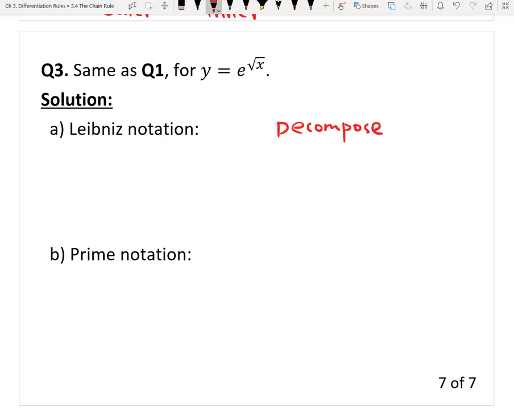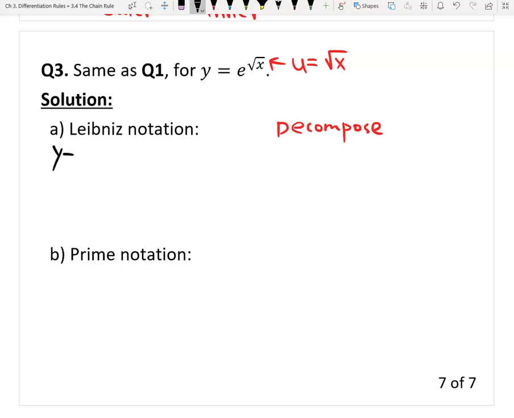How? Okay, of course it's easy. Can you see? Here, if I set up u equals square root of x, then we have e raised to the u, which is the outer function. The outer function e^u is the natural exponential function, and the inner function is the square root function. Okay, so easy to decompose. Now, what do we do?